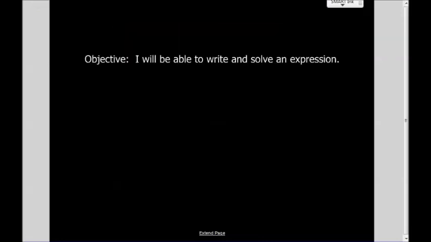Well, welcome. This is Unit 4, Lesson 8, Word Problems. This is the last lesson of this unit in Algebra land, and this is putting all the information together. This is understanding the vocabulary and understanding algebra words. Make sure your notes are ready because you're going to need them for this lesson. Today, you're going to be able to write and solve an expression.